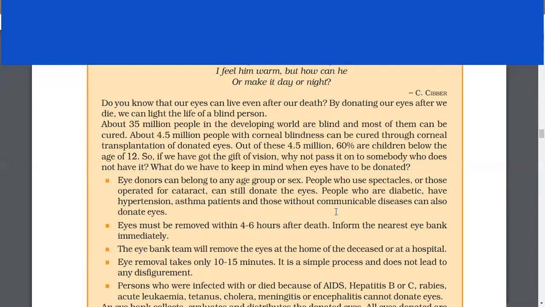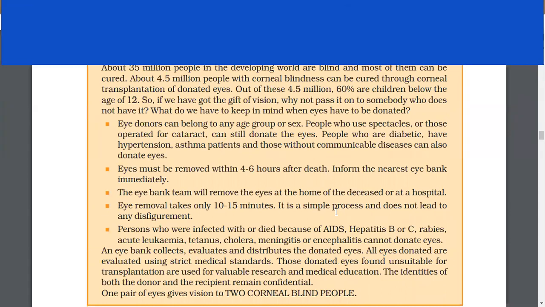Eye donors can belong to any age group or sex. People who use spectacles or those operated for cataract can still donate the eyes. People who are diabetic, have hypertension, asthma patients, and those without communicable diseases can also donate eyes. Eyes must be removed within 4 to 6 hours after death. Inform the nearest eye bank immediately.